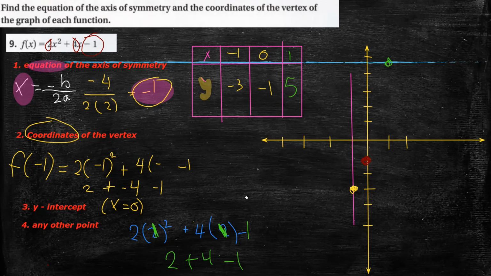So now I have 3 points on the same side. Let's now connect between them, make a mirror, and this will be now my curve. Oh, this will be my U shape. Is it clear?